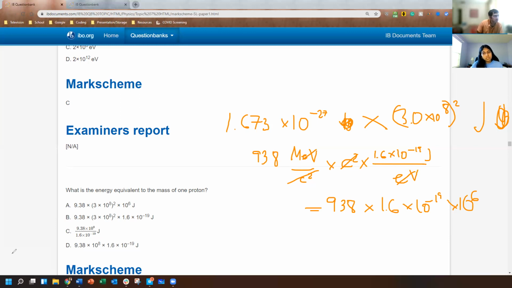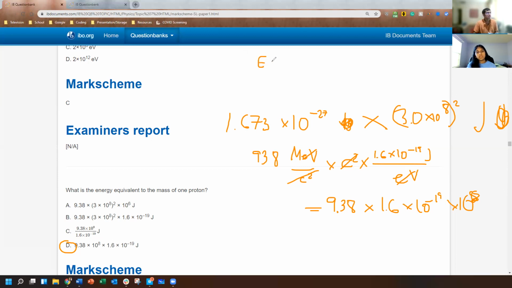D. Yes. Wait, I'm a little confused. So did you just put 938 there because you knew that was the value? Yeah, because I have the booklet here. You need the booklet for this. You need the proton rest mass. Otherwise, you can't calculate it.